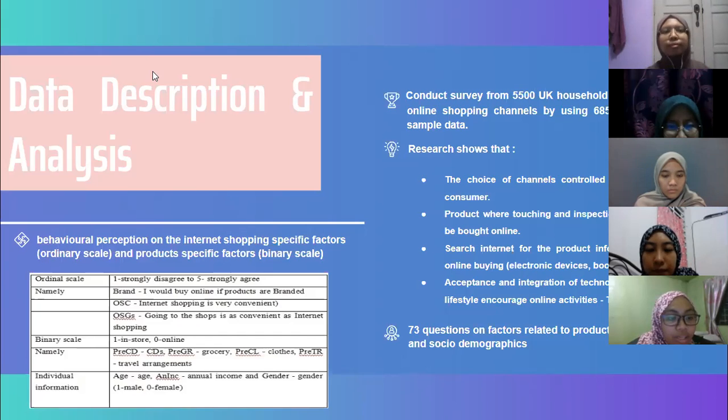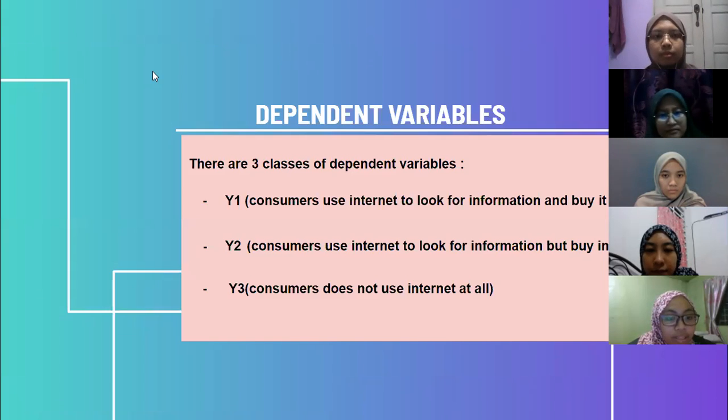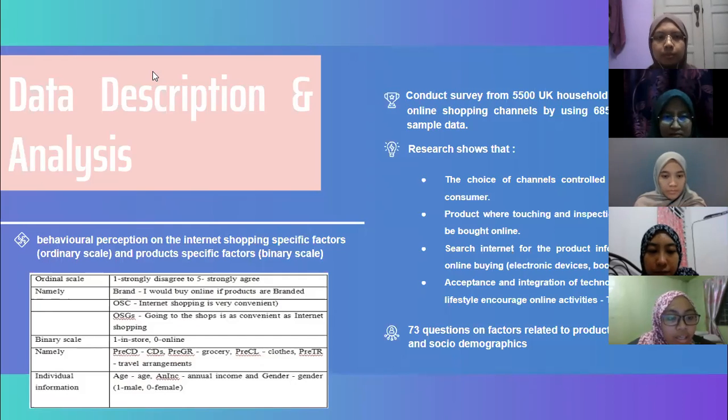So for ordinal scale, the internet shopping-specific factors are namely divided into brand, where I would buy online if products are branded; OSC, where internet shopping is very convenient; and OSG, where going to the shop is as convenient as internet shopping. For binary scale, they are namely pre-CD for CDs, PGR for grocery, pre-CL for clothes, and pre-TR for travel arrangements. Also, the individual information in the questions is labeled as age, ANINC for annual income, and gender, with 1 for male and 0 for female.